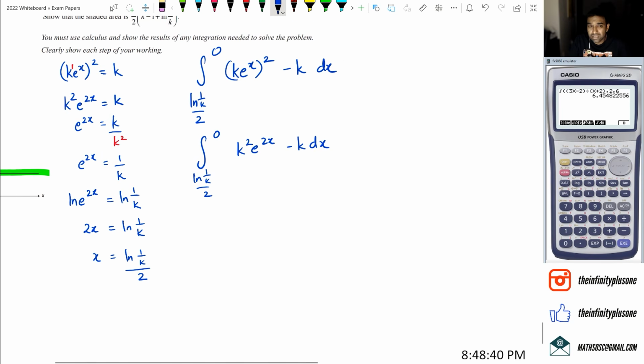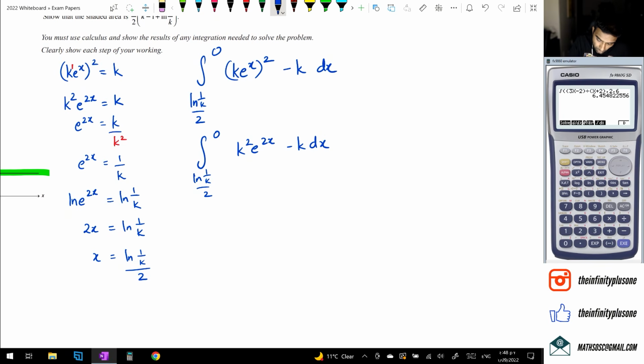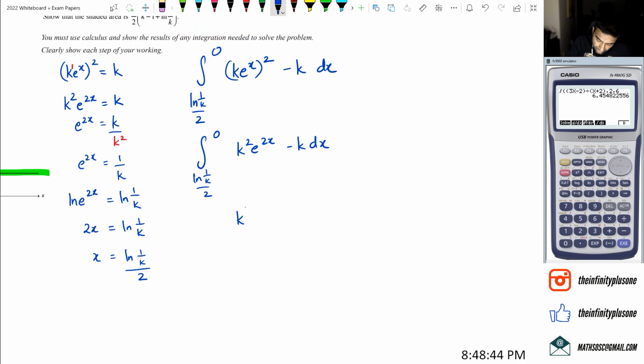Now k squared is a constant, guys, so we don't need to worry about it. It is still going to be k squared e to the power of 2x. But of course, I've got to divide by the differentiation of the power, which happens to be 2. And then I've got minus k, which integrates to minus kx. Now all of this is between 0 and ln of (1 over k) over 2.